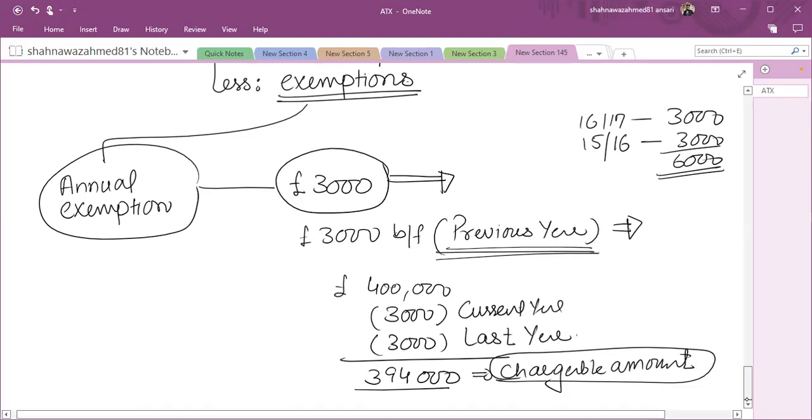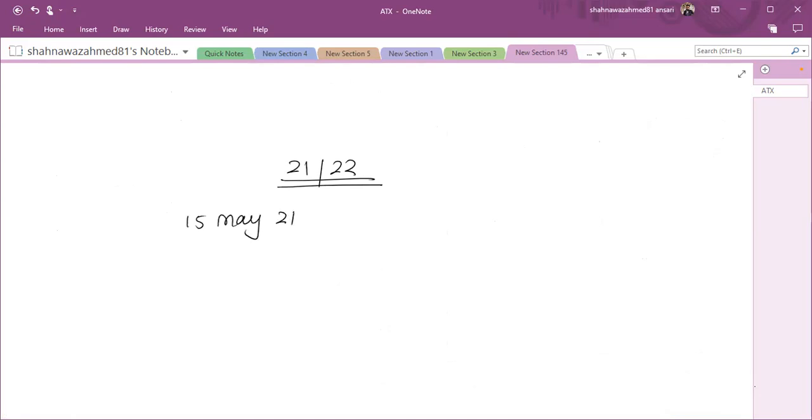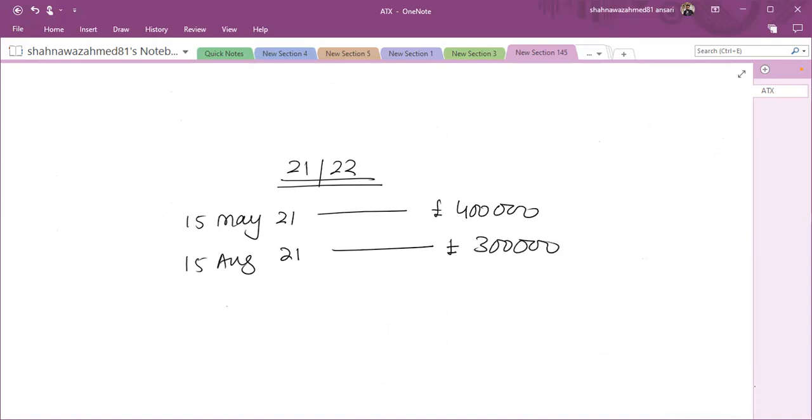For example, suppose there are two gifts in the tax year 21-22. The first gift is on 15th May 21, worth 400,000. And on 15th of August, there is another gift which is worth 300,000. There is only one exemption, not an exemption for every gift. So we'll use the exemption from the first gift, current year 3,000 and previous year 3,000. Now, when it comes to the second one, there is no exemption available. Why? Because we have already utilized it on the first gift in the tax year.